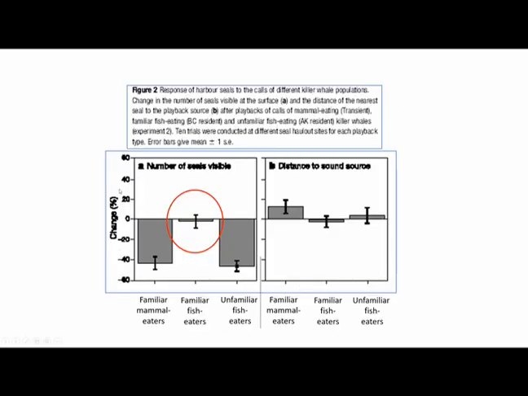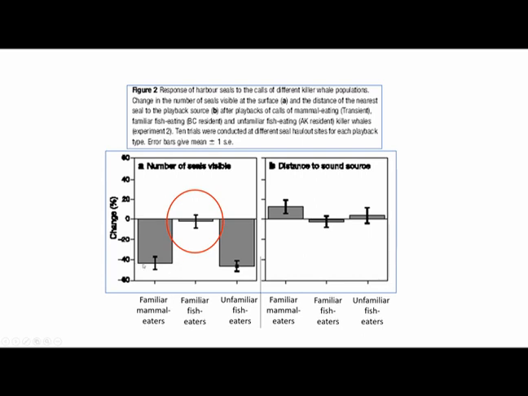And so here we can look at the results. On this graph, even though it's a little bit fuzzy looking, it's not the clearest of images, we have a percentage change. Basically, how did their behavior change? So scoring low here means that the seals left.